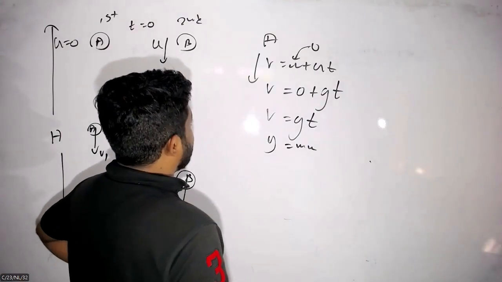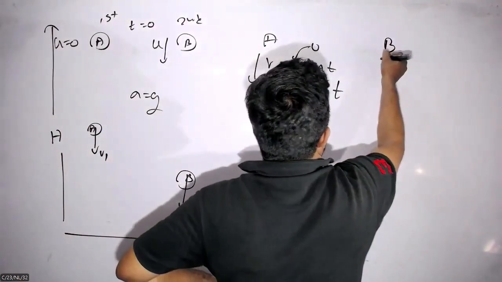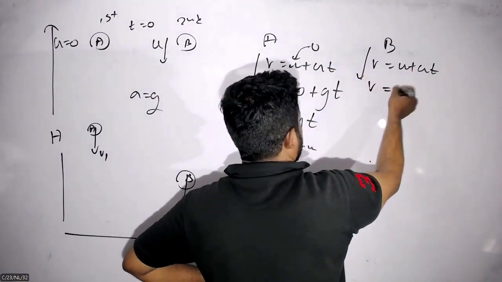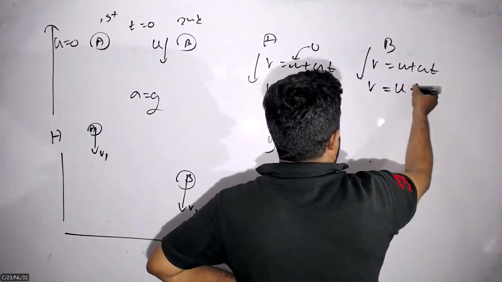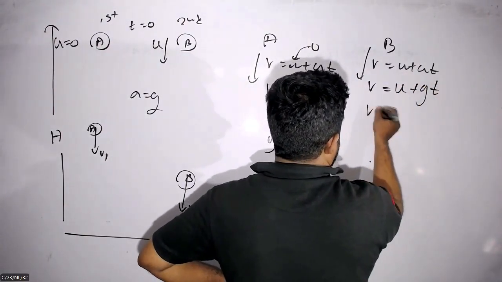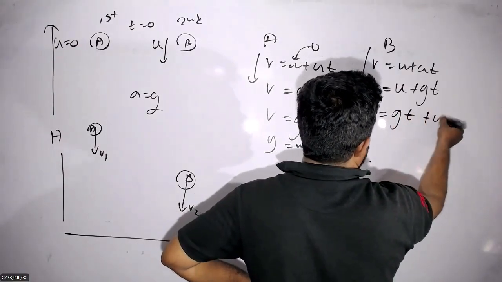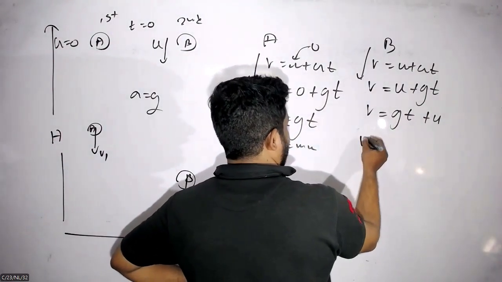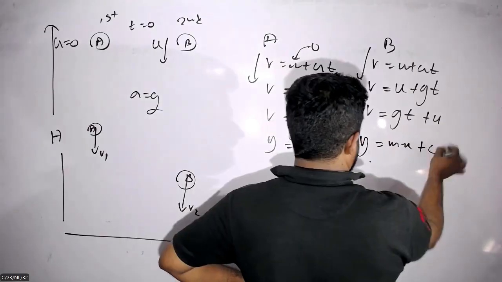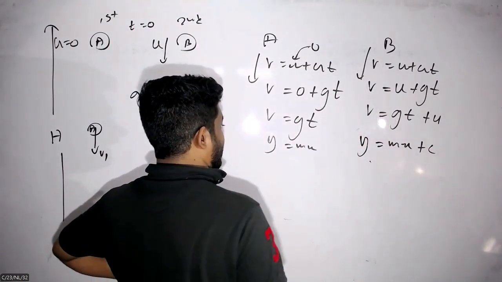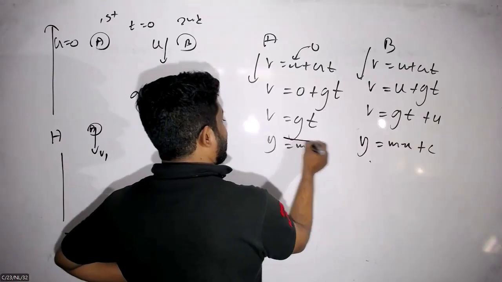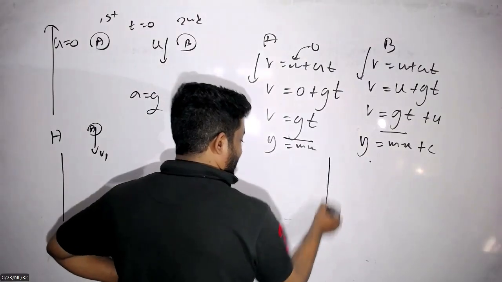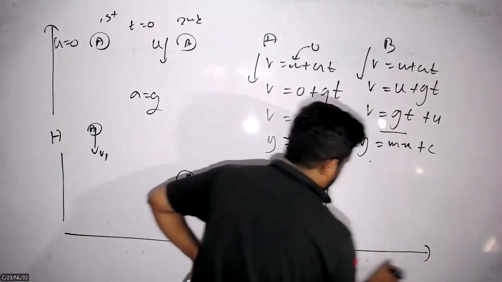Then you can derive another expression for the motion of B. Applying v equals u plus at in the downward direction, v is equal to initial velocity u plus acceleration g into t. Then v equals gt plus u. What is the general equation? y equals mx plus c. For these two variations, you can observe that the gradients are the same. Here the gradient is g. Then you can draw the shape of the two curves.